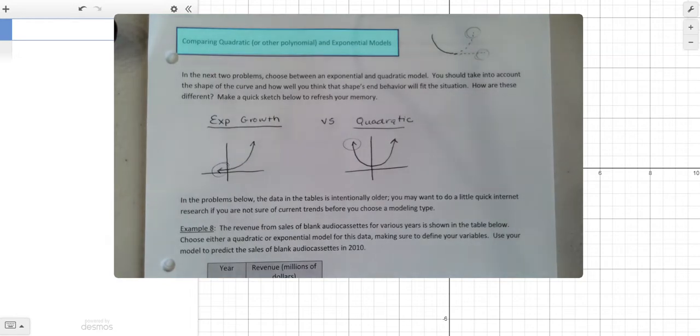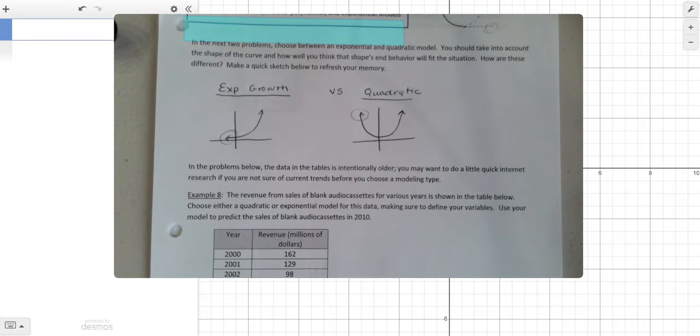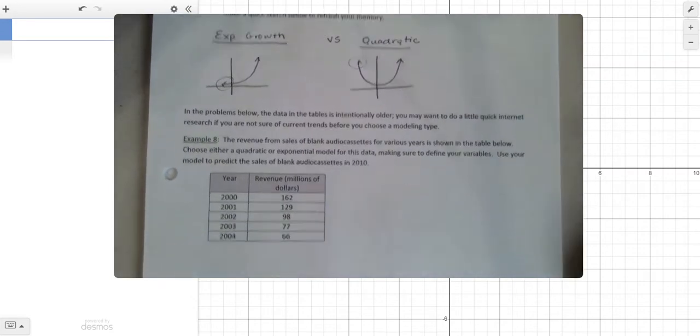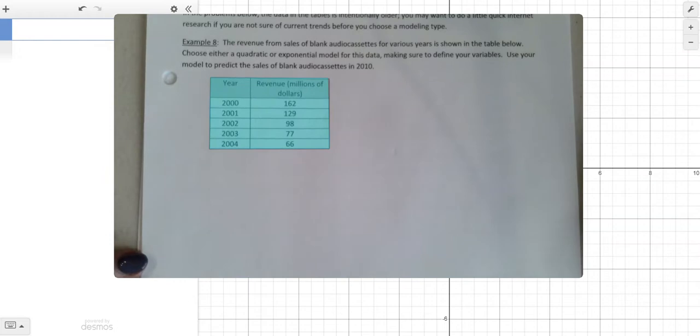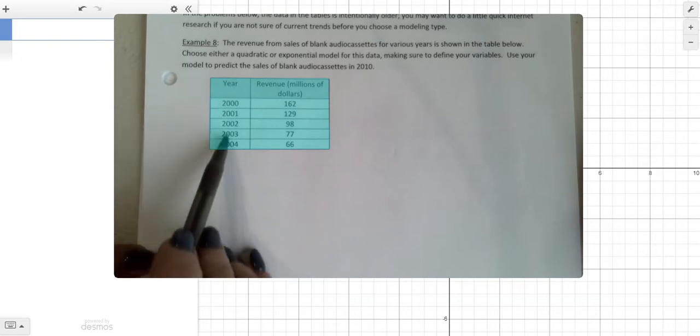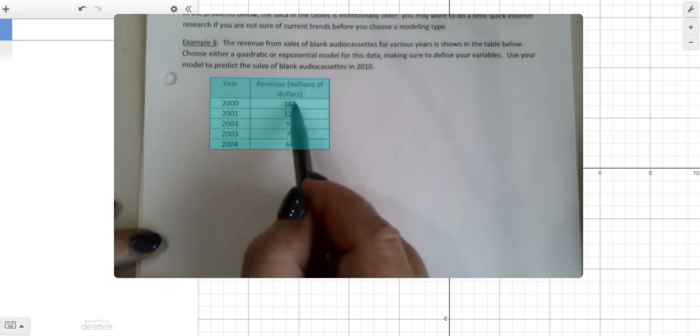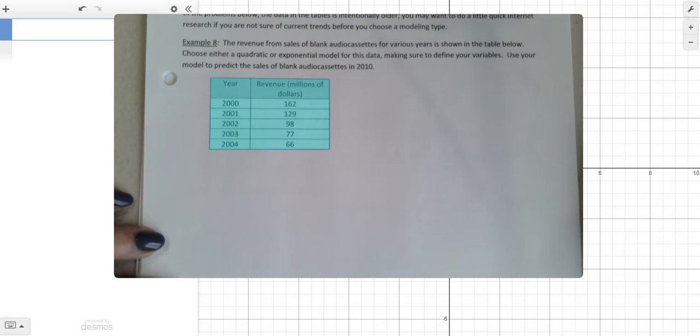All right, in the problem below, the data is actually intentionally a bit older, only goes up to 2004, and we're going to see if we can predict what's going on, both because of the shape, but also because of what we maybe know already about where the end behavior was going to go. So we have revenue from sales of blank audio cassettes from various years, shown here in the table. You can see for the years 2000 to 2004 we saw this decline in sales. We're supposed to choose either a quadratic or exponential model, define our variables, and then predict the sales for 2010.